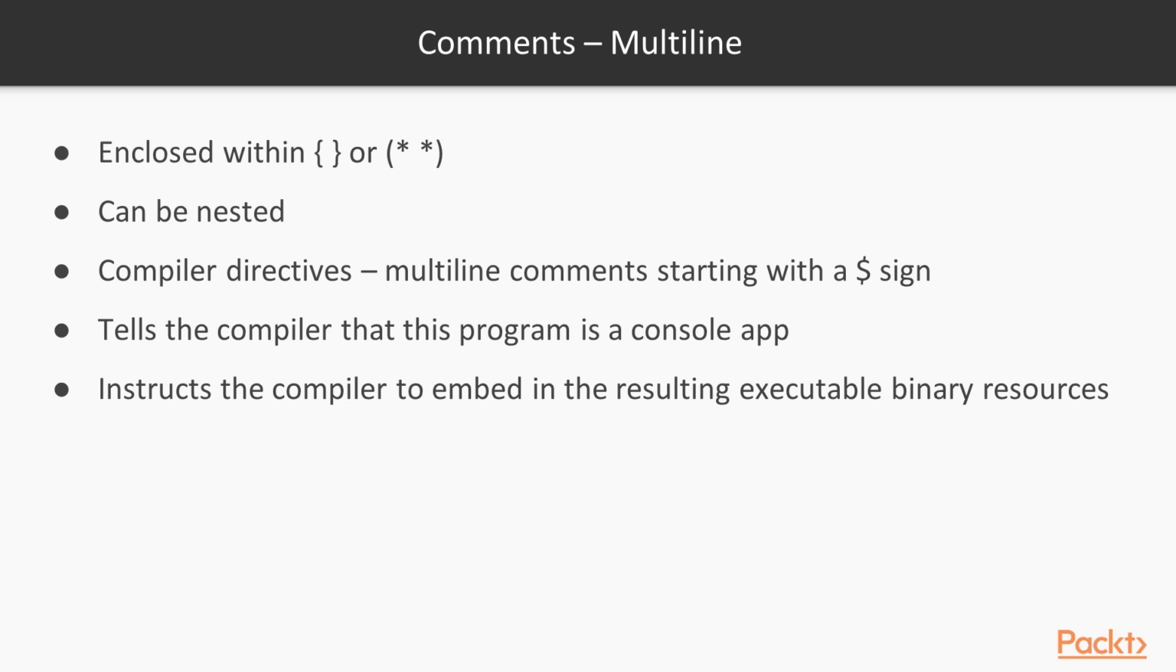In the default source code generated for a console application, there are two optional compiler directives. The first one tells the compiler that this program is a console app, and the second one, with the R switch, instructs the compiler to embed in the resulting executable any binary resources that may be found in the resource file with the same name as our project, but with the .res extension.